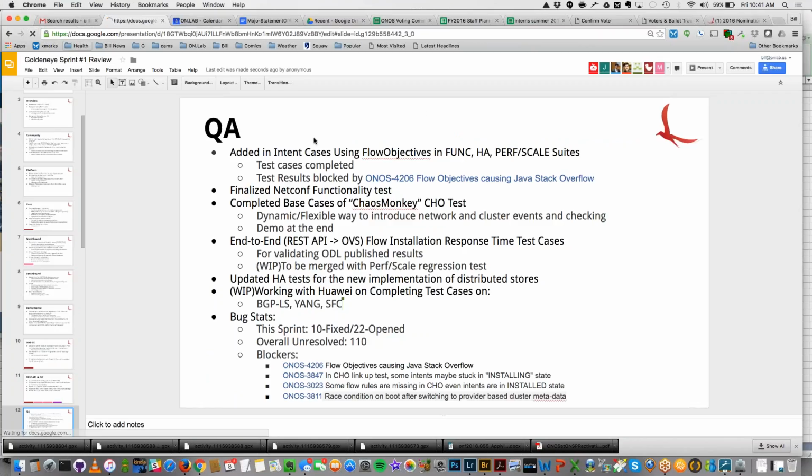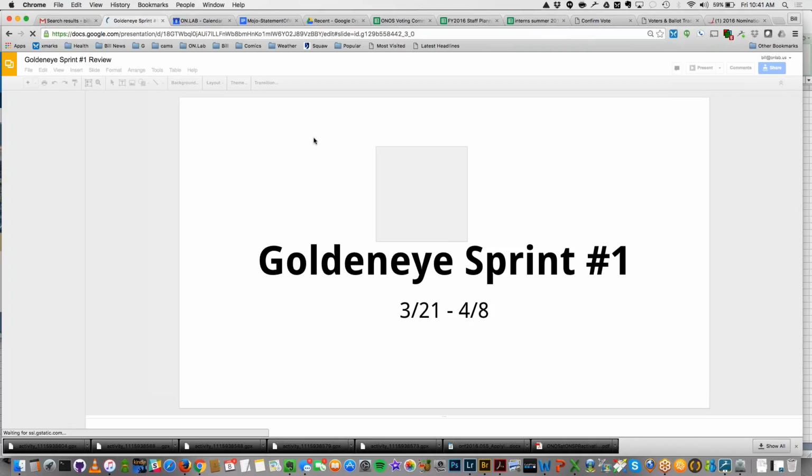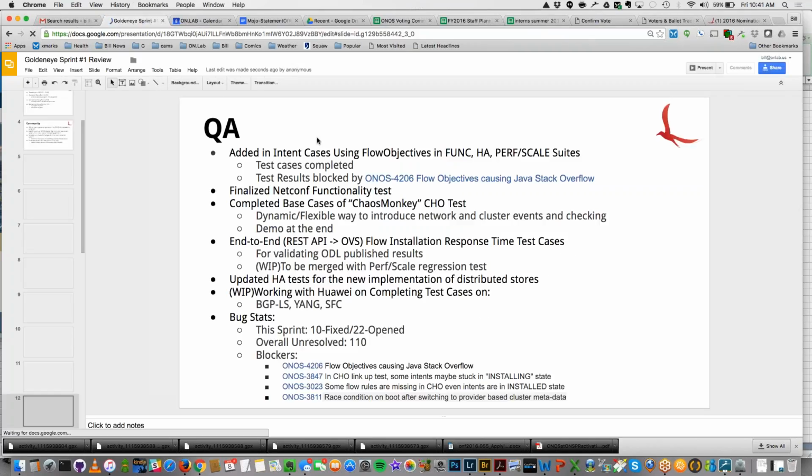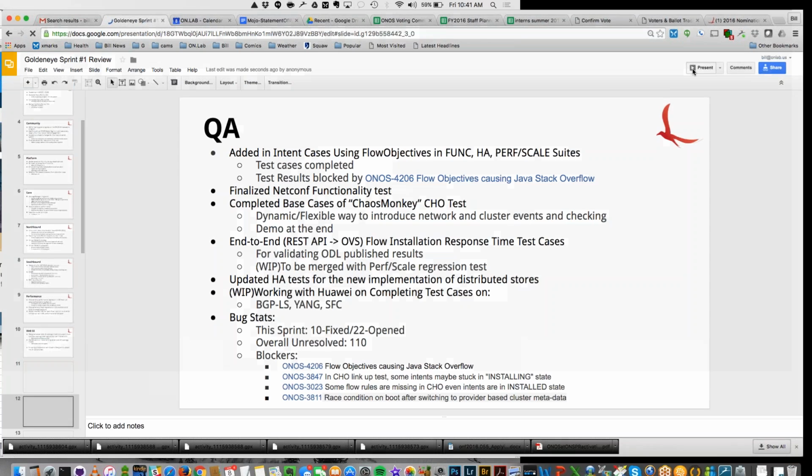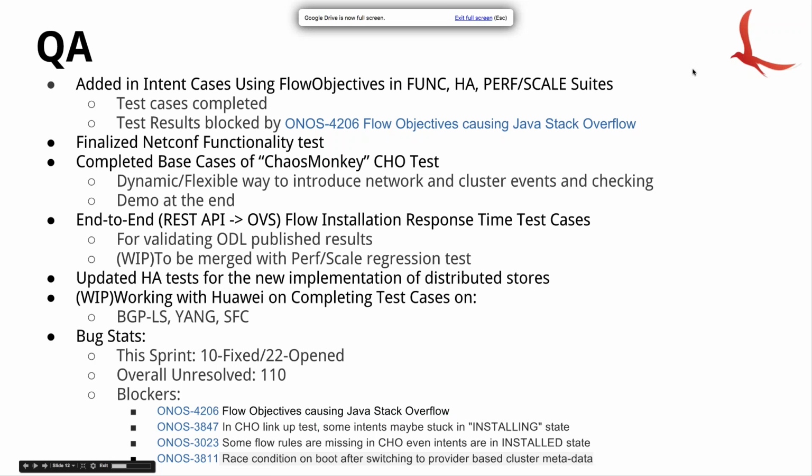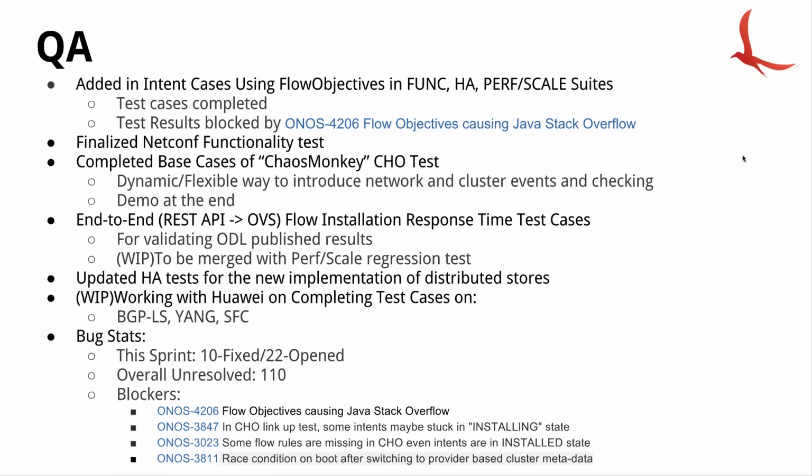So in QA, we spent significant effort to move all existing intent testing that was using flow services, and also added testing against flow objectives. Those are all in the functional, HA, performance, and scale suites. All the test case modifications are done, except that we are blocked by a bug that I think is a blocker: when we enable that and run in a cluster, we see a stack overflow. And that's being worked on by Jono and Marco.